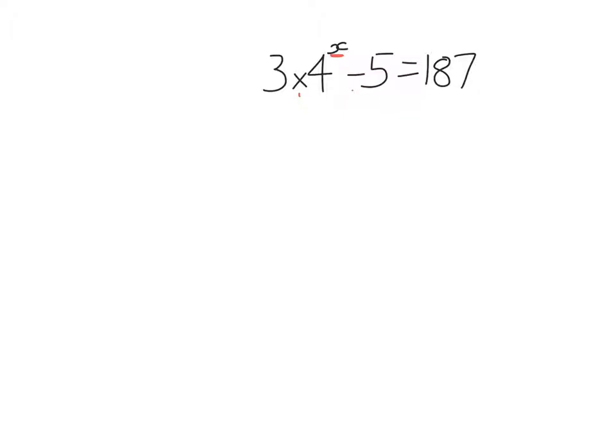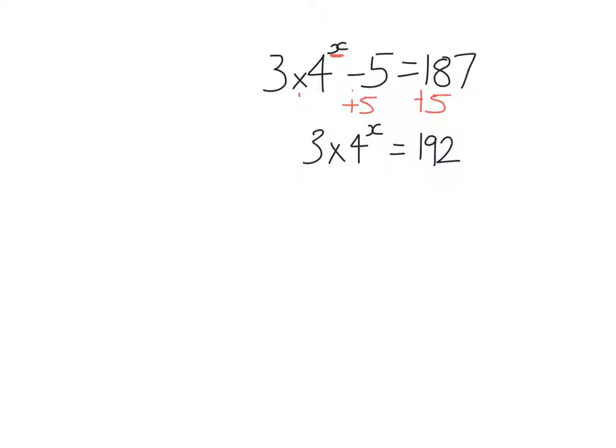So similar to linear equations, what we're going to do is undo everything in the opposite order to BODMAS. The only thing that makes this different from a linear equation is that the last thing we do to both sides is take the log, to help us with the exponent part. So if this was a normal linear equation, we're just going to add 5 to both sides. So that leaves us with 3 times 4 to the power of x equals 187 plus 5, which is 192.